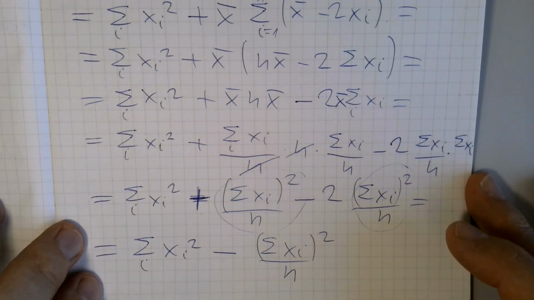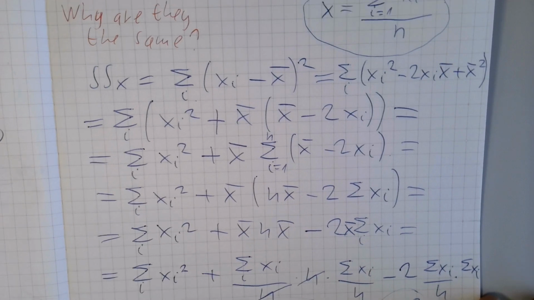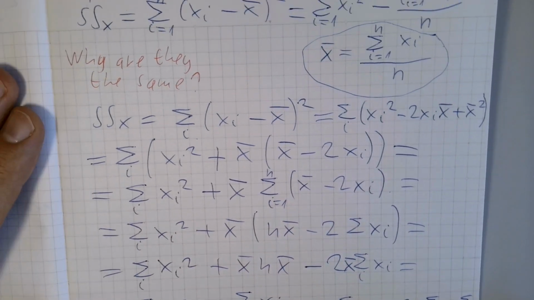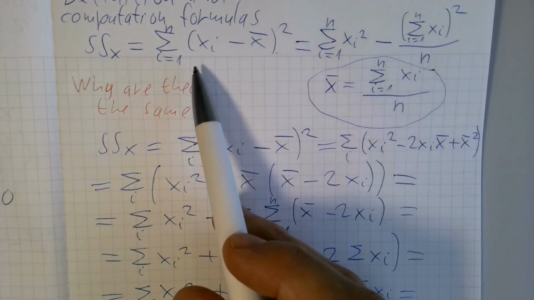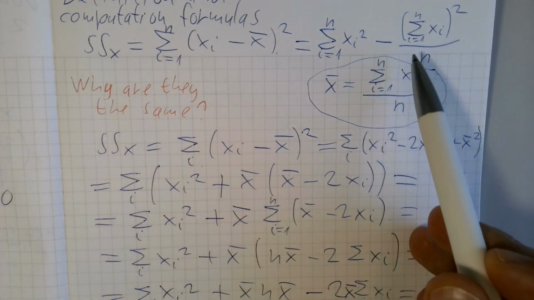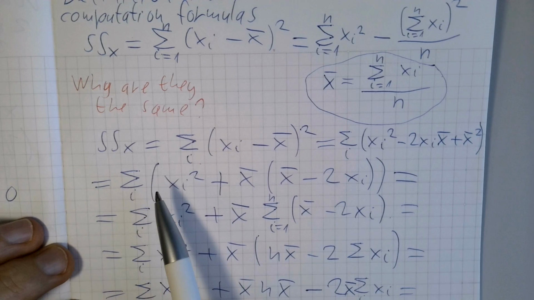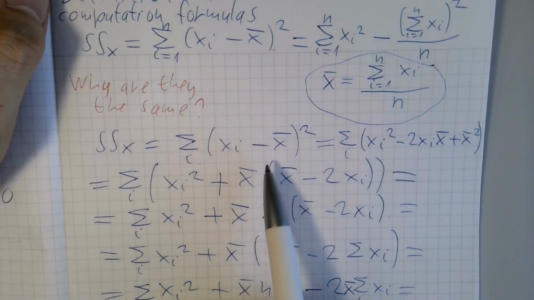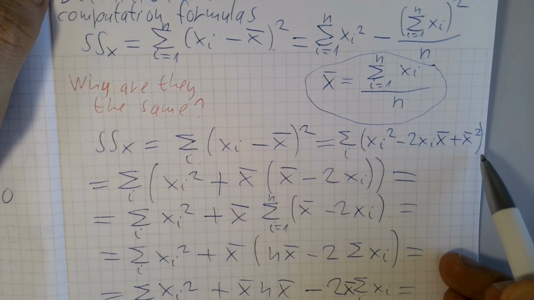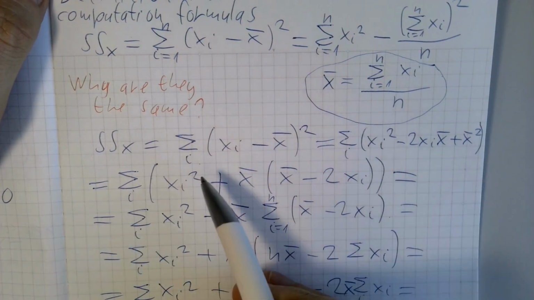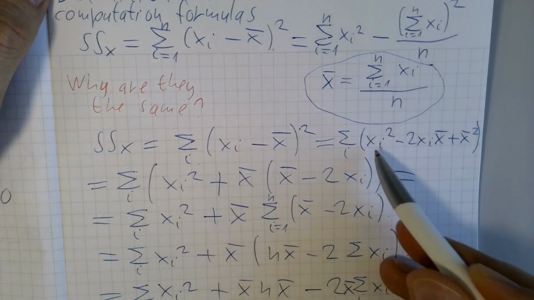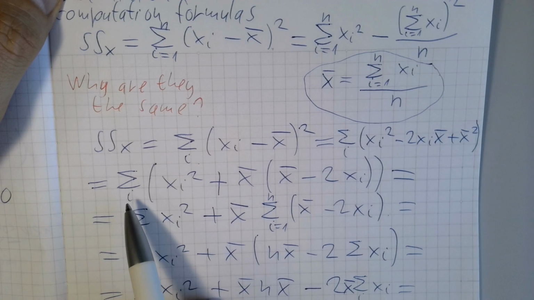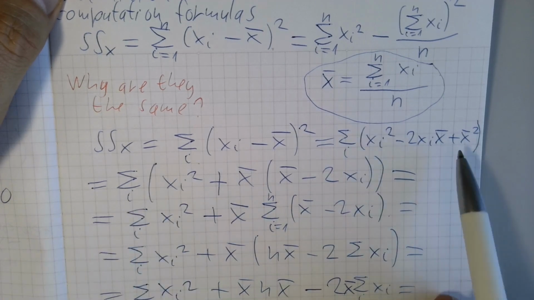So just look back. This is a good practice for calculating with the summation formula. So the goal was to show that the definition formula of the sum of squares and the computation formula, they are the same. So what we did, we started with the definition formula, which is easy to understand. We did just the algebra, a minus b squared. Here we have xi and minus the mean of x.